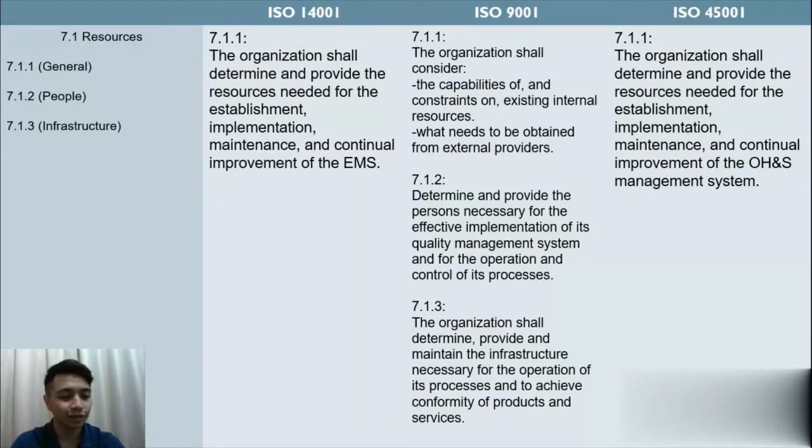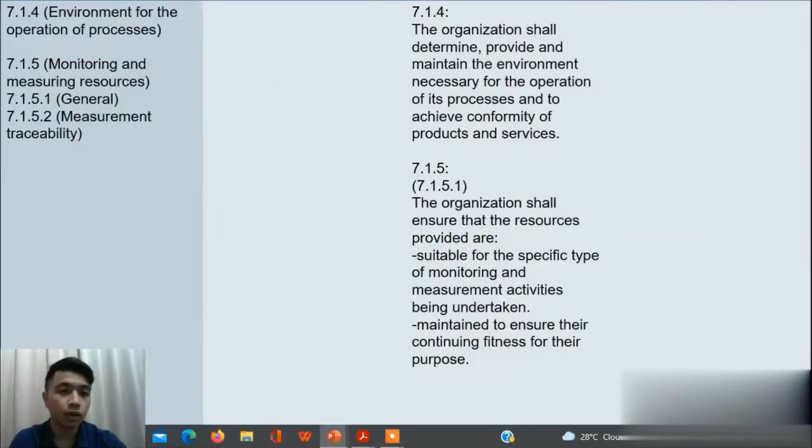The infrastructure can include the buildings, the equipment, including hardware and software, the transportation resources, and lastly the information and communication technology. The 7.1.4 is about the environment for the operation of processes. The organization shall determine, provide, and maintain the environment necessary for the operation of its processes and to achieve conformity of products and services. This means that the organization must provide an environment that is suitable for the operation.